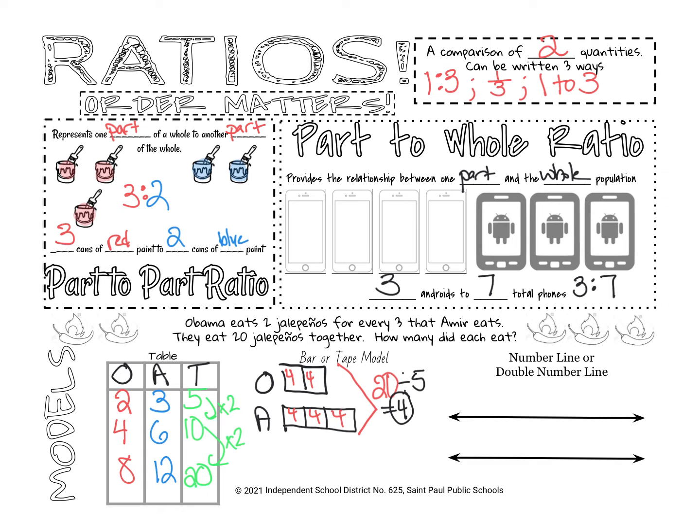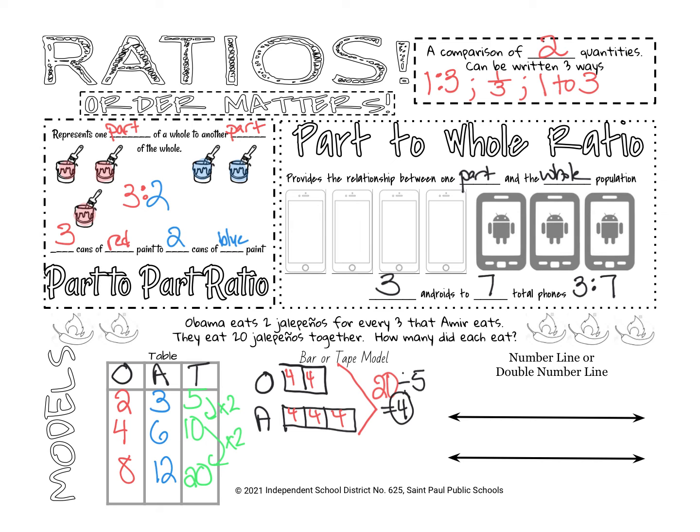So now looking at this, we can see that altogether, Obama ate 2 boxes each worth 4, or 8 jalapenos, and Amir ate 3 boxes worth 4 jalapenos each, for a total of 12, which is the same as we got in our table.